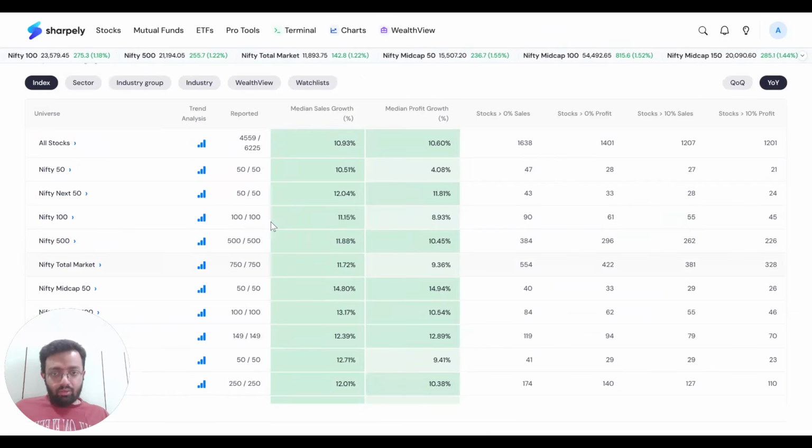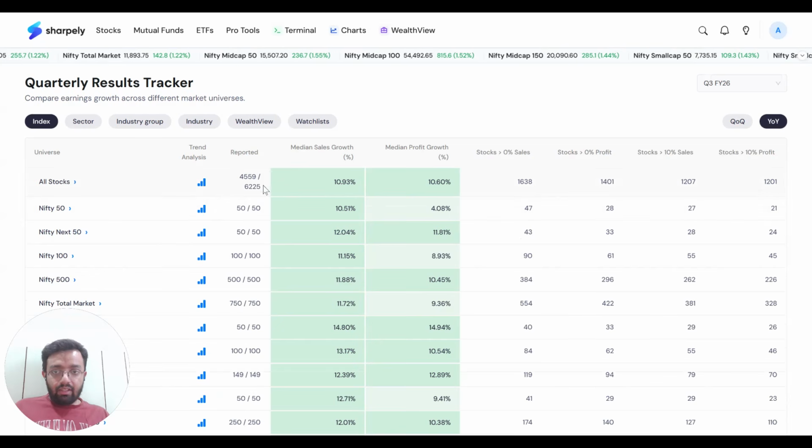Right, and just looking at this table, you will be able to find strong pockets of the market. What we generally do is we compare the median number of the market with the median number of the pocket, be it index, be it sector, industry. So for all the stocks, we have 10%, 11% top line growth and 10.6% bottom line growth. If any particular index or sector or industry has higher than this top line and bottom line growth, then there is some relative fundamental strength compared to the broader market, right?